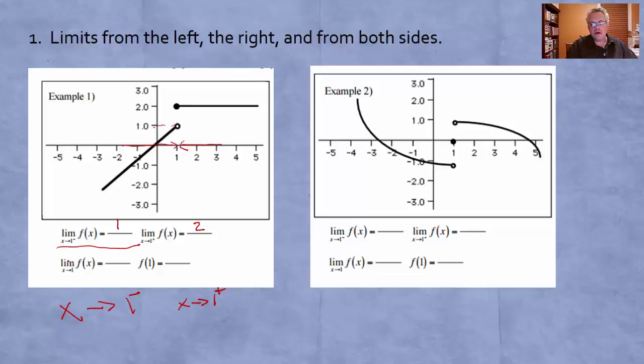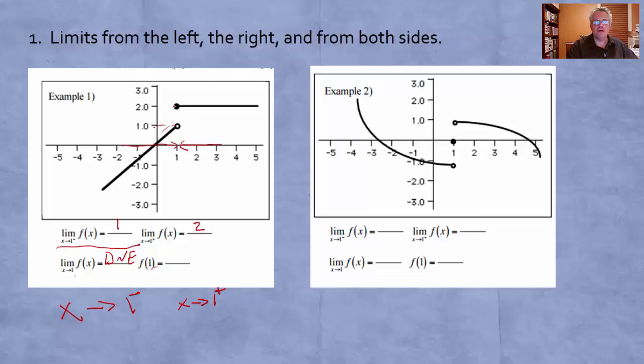Now, this third one is a limit just as x approaches 1. That's from both sides. And in order for this limit to exist, they have to approach the same thing. As we approach from the left and from the right, they have to be the same. They're not the same in this case. From the left, the function approaches 1; from the right, it approaches 2. So I'm going to put D and E right here. It does not exist.